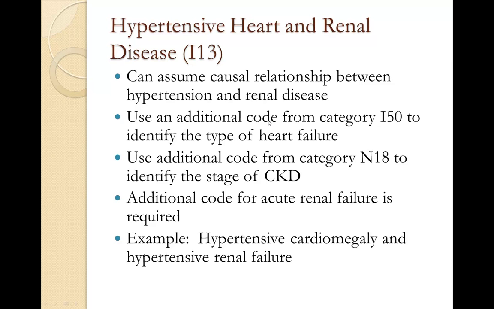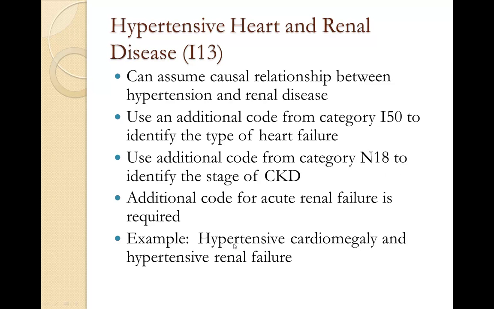So it's the same rules. To indicate the heart disease, we still have to have a causal relationship. We still assume a causal relationship with the renal disease. So our example here, hypertensive cardiomegaly. So there's cause indicated here, and hypertensive renal failure. So in this case, rather than getting I11 and I12, I just get something out of the I13. I still need to add additional codes if I have heart failure, and then I also need an additional code to indicate the stage of chronic kidney disease.